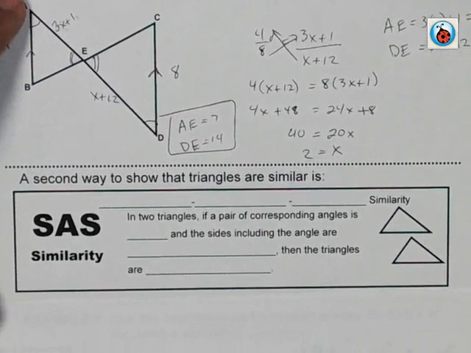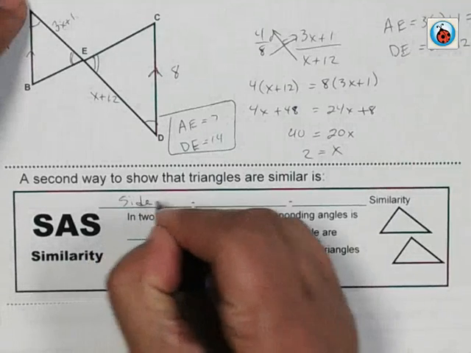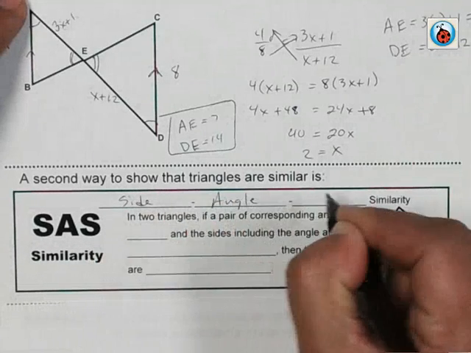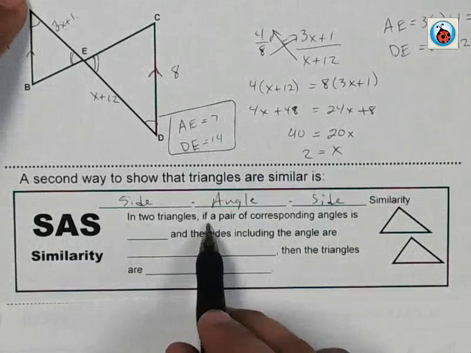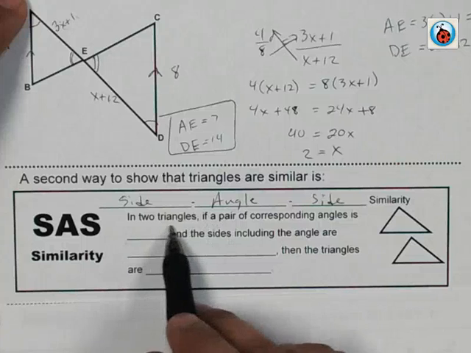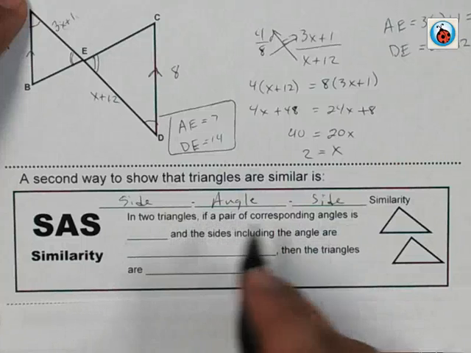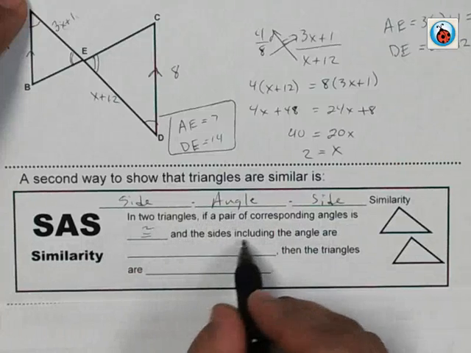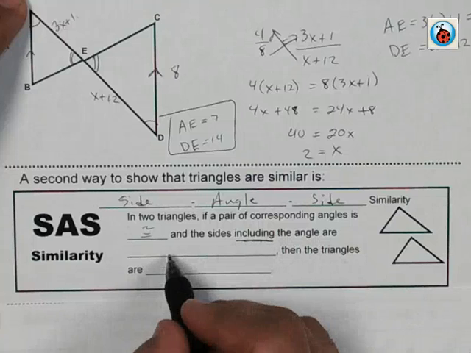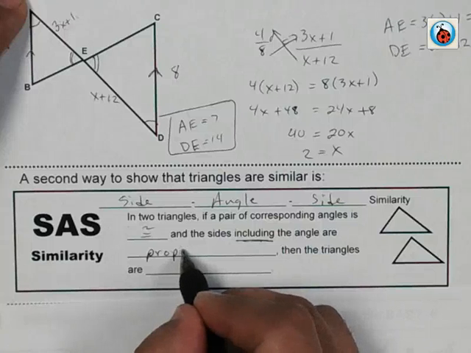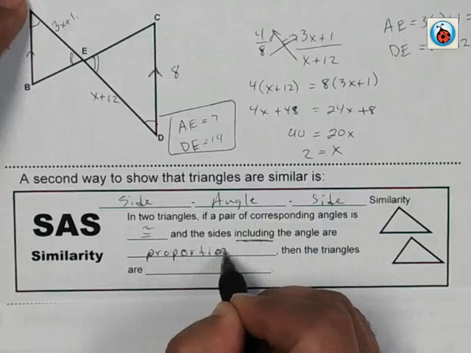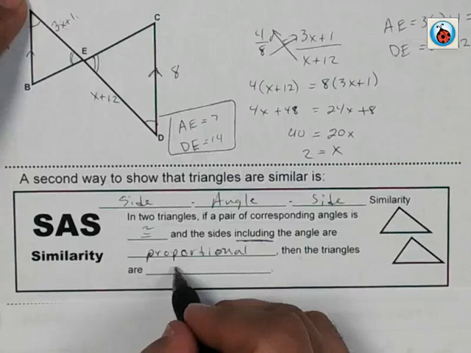The next similarity is side-angle-side. If a pair of corresponding angles is congruent and the sides including the angle are proportional, then the triangles are similar.